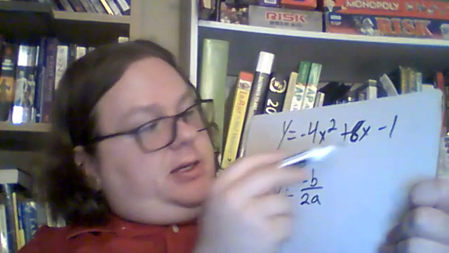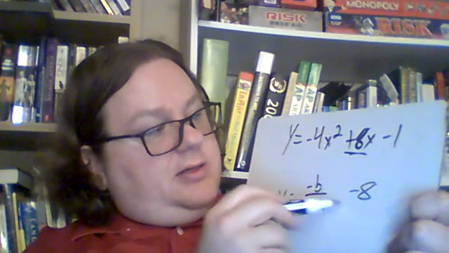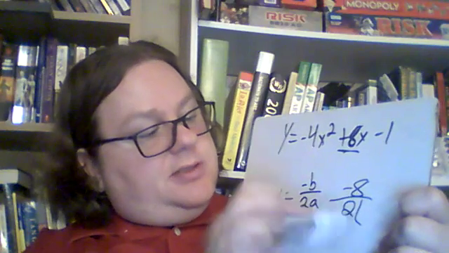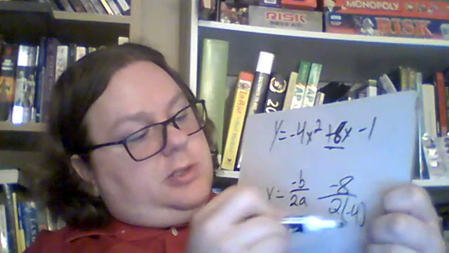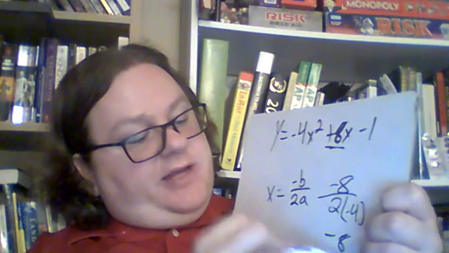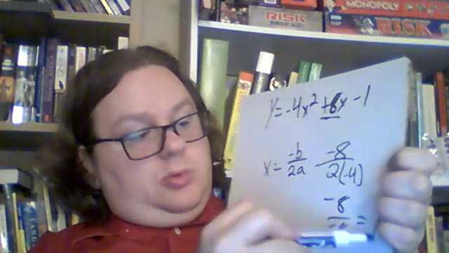Okay, so negative b, this is b, so that's negative 8 over 2 times negative 4. 2 times negative 4 is negative 8, so that's negative 8 over negative 8, which is equal to 1. So now we know that in the vertex, of the 2 points, there's an x and there's a y. We know that the x is 1.